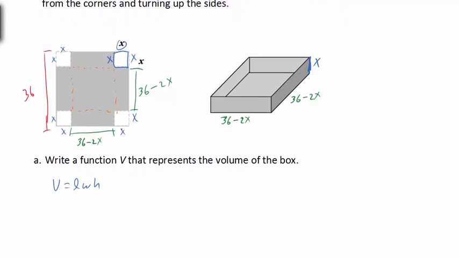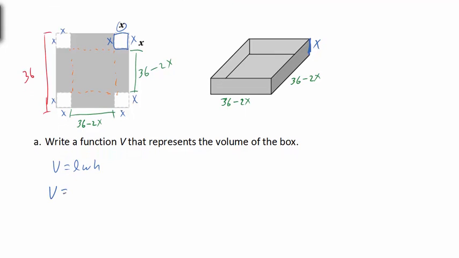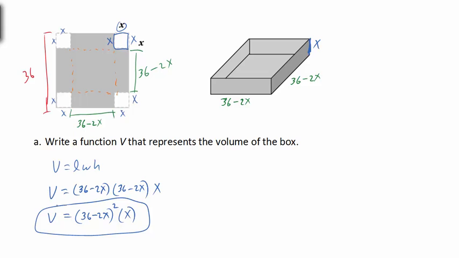So then the volume is going to be equal to the length, which is 36 minus 2x. The width is also 36 minus 2x. And then the height is x. So we could certainly just write this as 36 minus 2x quantity squared multiplied by the height of x. So this here is going to give us the volume of this particular box.